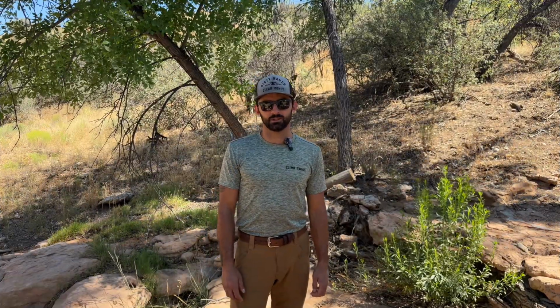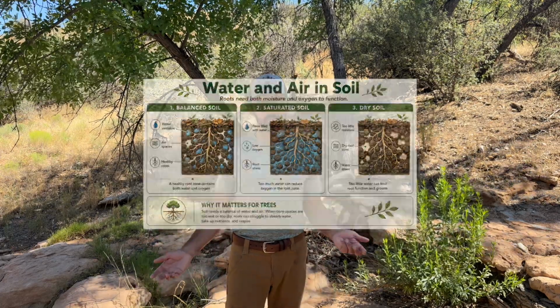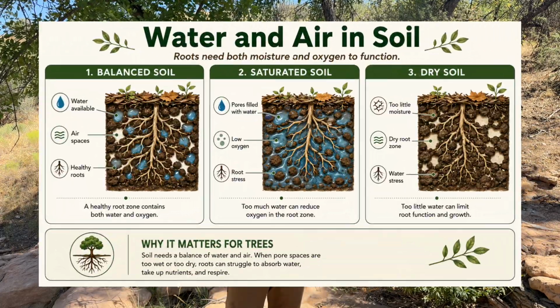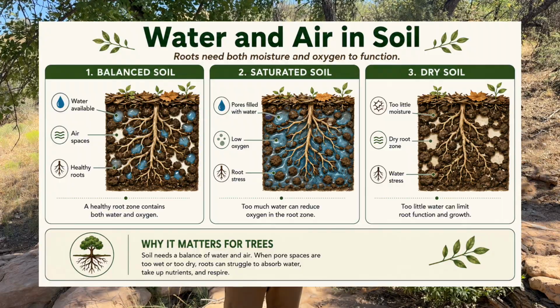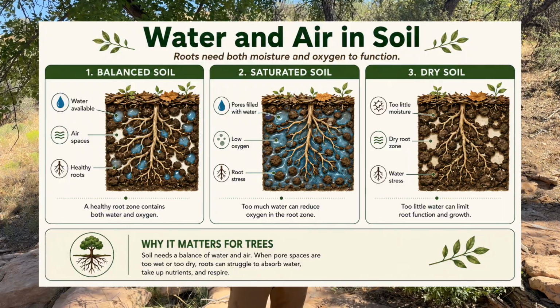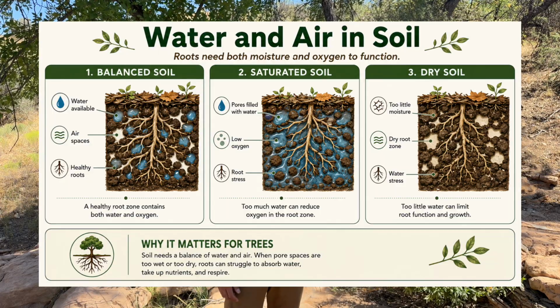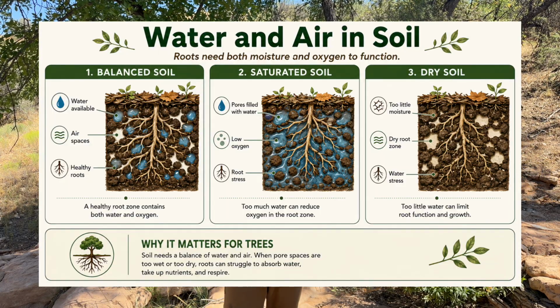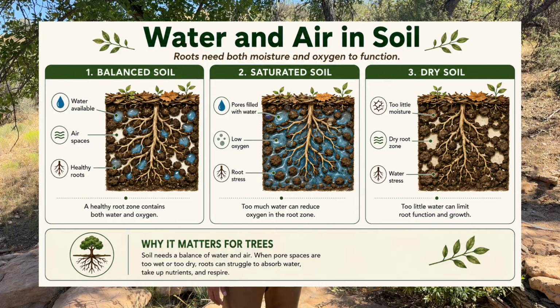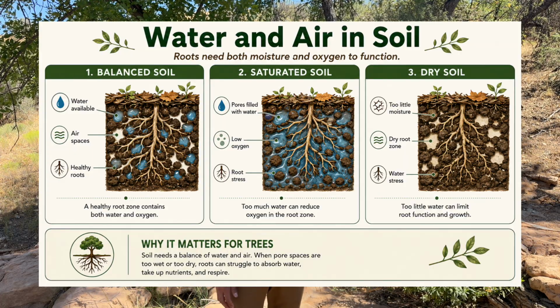The next two components are water and air. Those are easy to overlook because people often think that soil is solid, but healthy soil is not completely solid. It has spaces that hold water and air, and roots need both. Most people know roots need water. Water is essential for function. It helps move nutrients, it supports growth, and it's part of photosynthesis. It helps living tissues function. But roots also need oxygen.